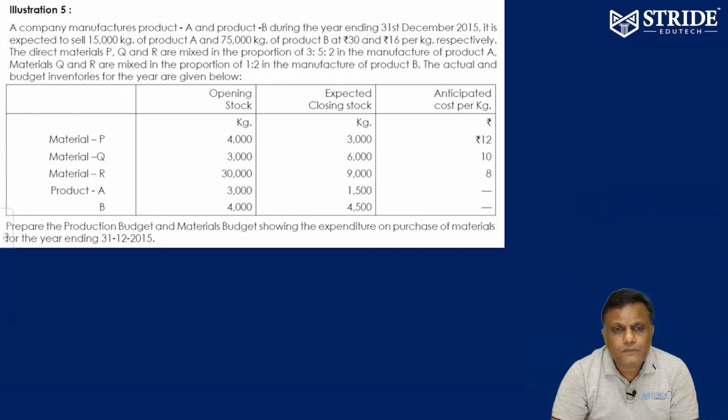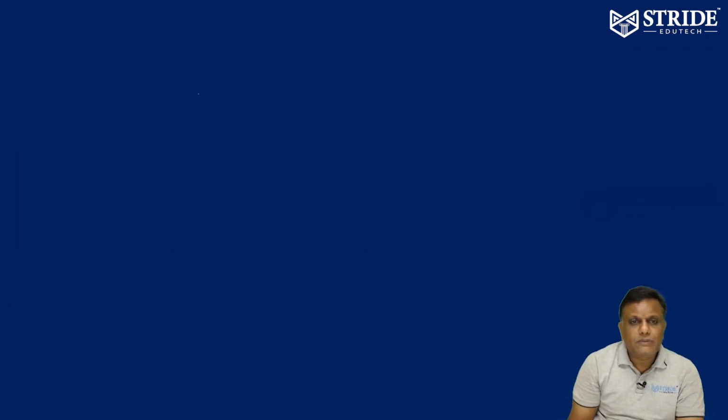Metal P input: 4,000 kg, 3,000 kg, 12 per kg. Metal Q input: 3,000 kg, 6,000 kg, rupees 10 per kg. Metal R input: 30,000 kg, 9,000 kg, rupees 8 per kg. Product A output: 3,000 kg, 1,500 kg. Product B output: 4,000 kg, 4,500 kg. You have to prepare the production budget and material budget showing the expenditure on purchase of material for the year ending 31st December 2015. First we have to prepare the production budget.